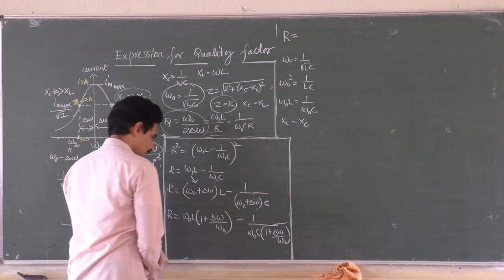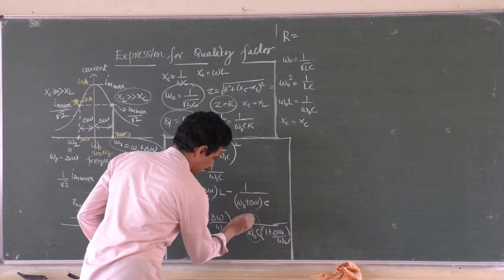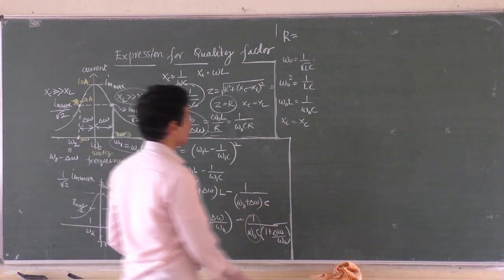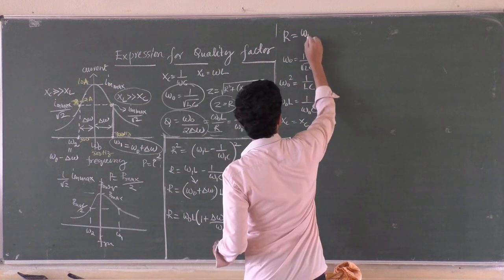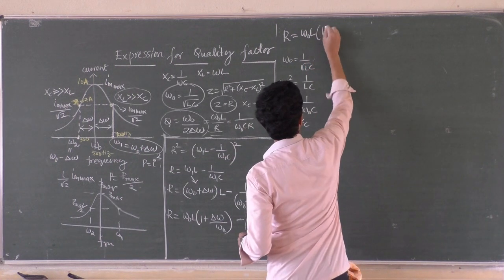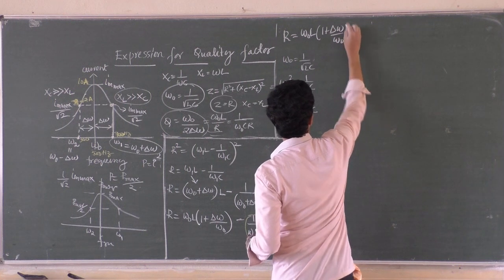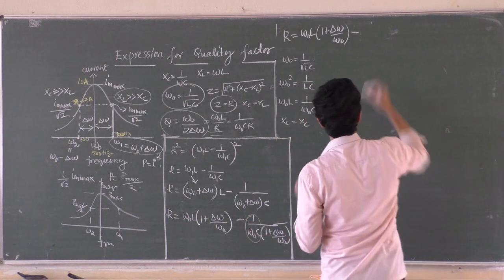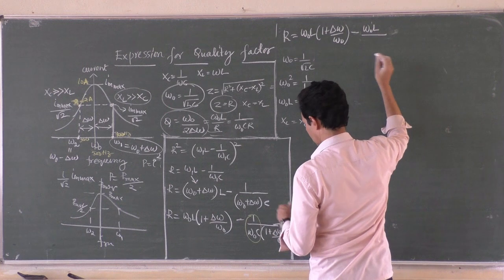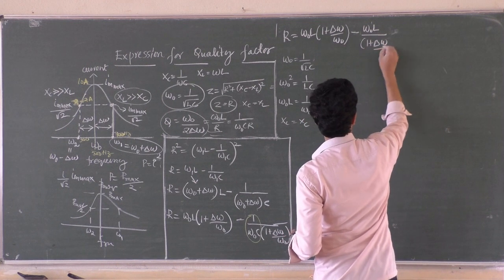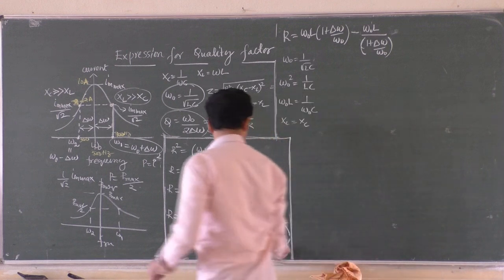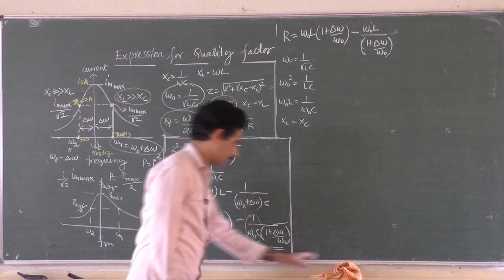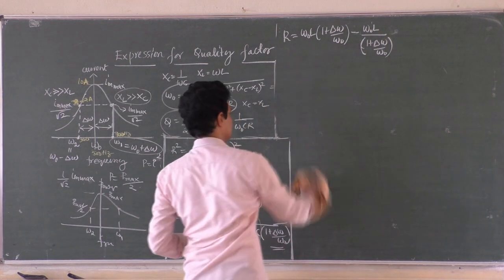Omega naught L is equal to 1 by omega naught C. So shall I replace this 1 by omega naught C by omega naught L, so that everywhere you have omega naught L. So what is R? R is equal to omega naught L into (1 plus delta omega by omega naught) minus 1 by omega naught C, which is nothing but omega naught L divided by (1 plus delta omega by omega naught). But this part remains in the denominator. 1 by omega naught C is omega naught L. This you can follow because it is XL equal to XC. That's all.